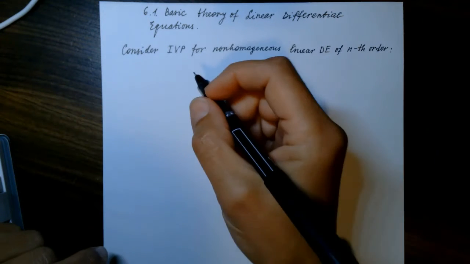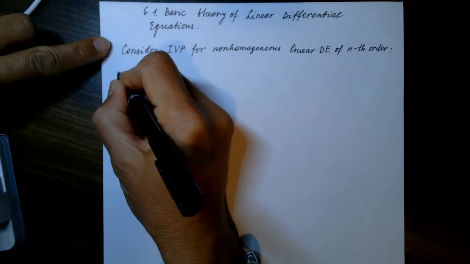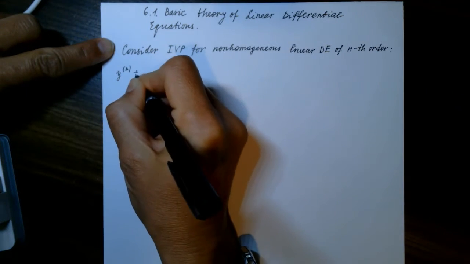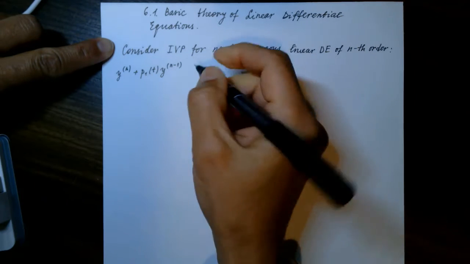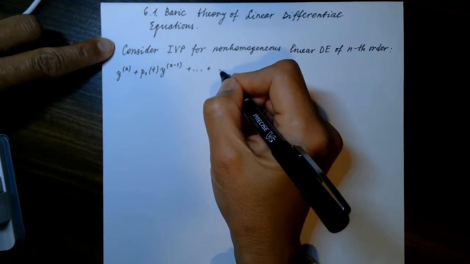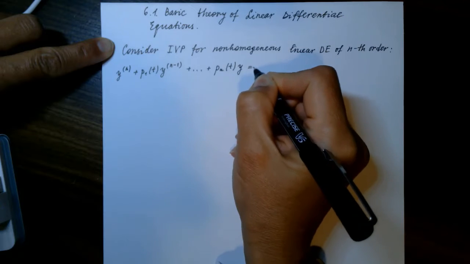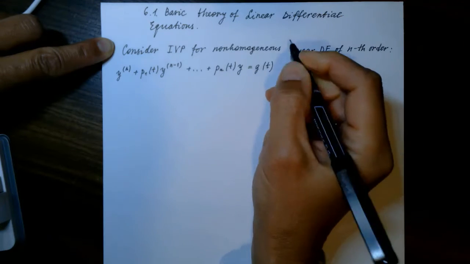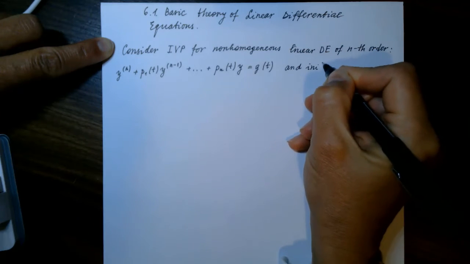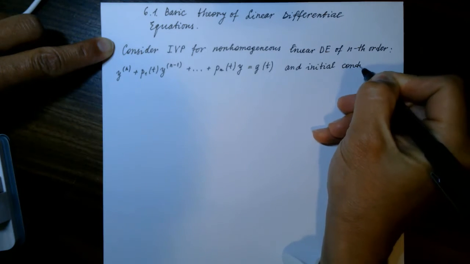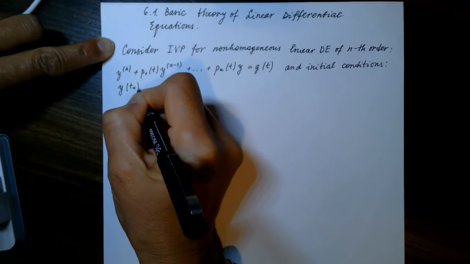Hello everyone, we are going to start basic theory of linear differential equations of nth order. We are going to start with considering the initial value problem for homogeneous linear differential equations. So the equation is going to have the nth derivative plus p1, the coefficient function, times the (n minus 1)th derivative, and all the terms in between. The right side equals g of t, which is the non-homogeneous part, right?